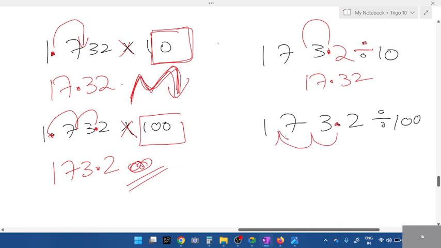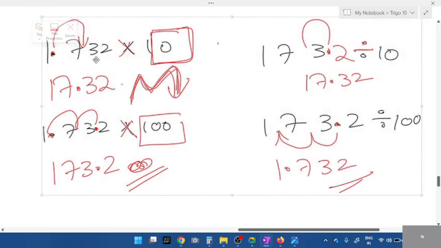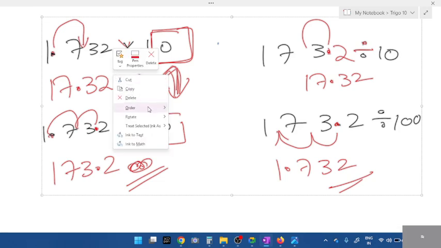Yeah, two positions. So what's the answer? 1.732. Is this clear? This is how we solve it. For multiplication, the decimal moves to the right hand side; for division, the left hand side. And the number of positions it travels depends on tens, hundreds, and thousand, the number of zeros.